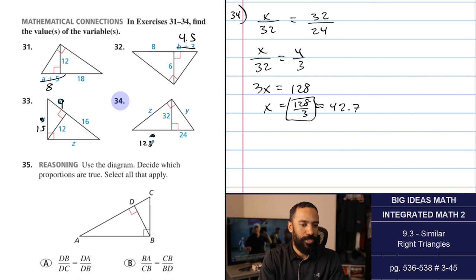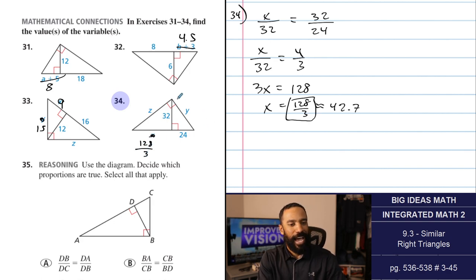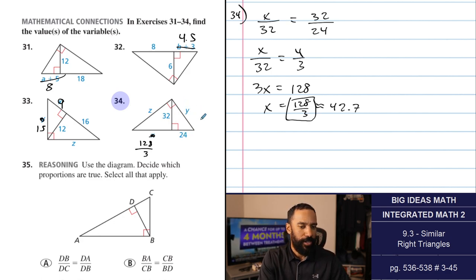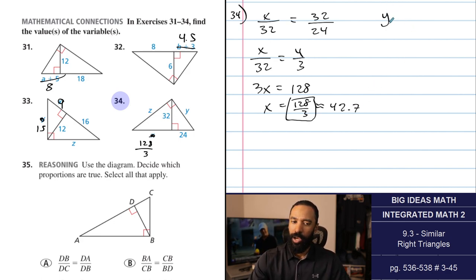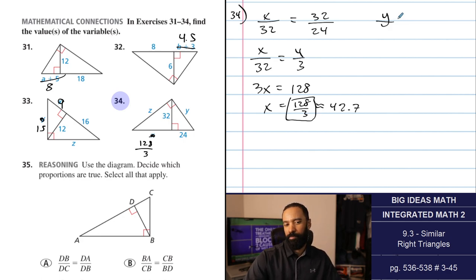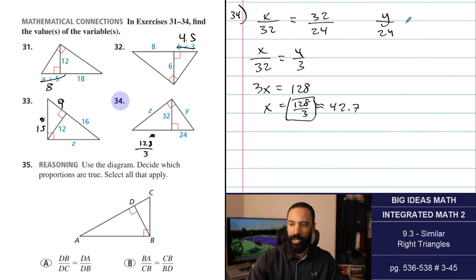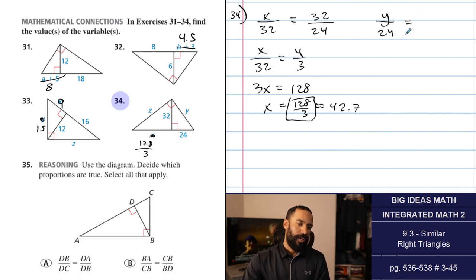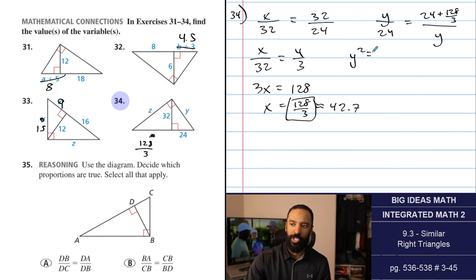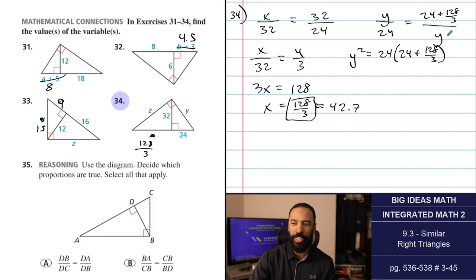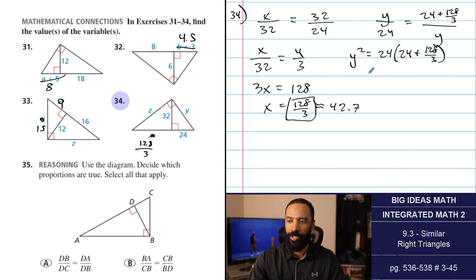128 over 3. Does that mean I have to use that for Y? Kind of. Yeah, because I can't just use 24 and 32. I wouldn't get parts that correspond. So Y, as a proportion, Y is the short leg of the big, and we have the short leg of the small here. Then we also have the hypotenuse of the big as 24 plus 128 over 3, and the hypotenuse of the small being Y again. So Y squared equals 24 times (24 plus 128 over 3).